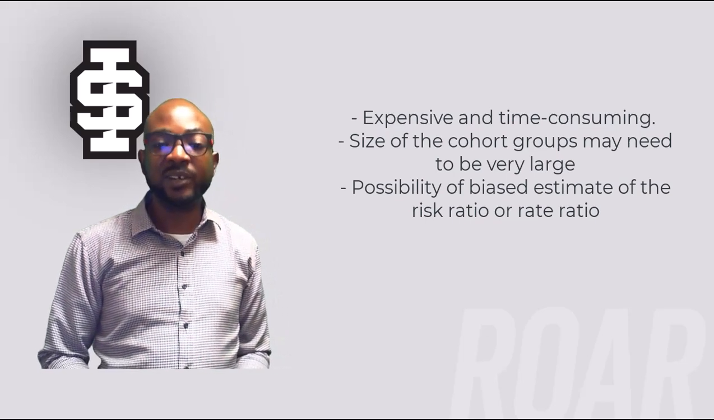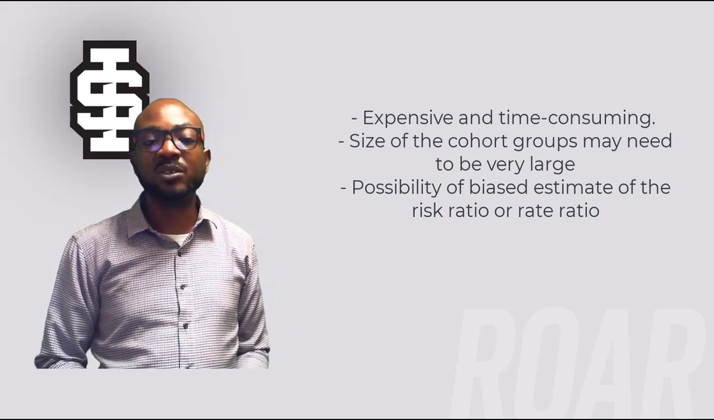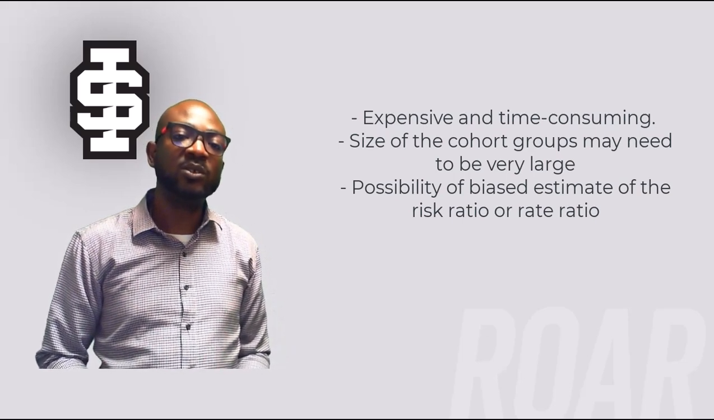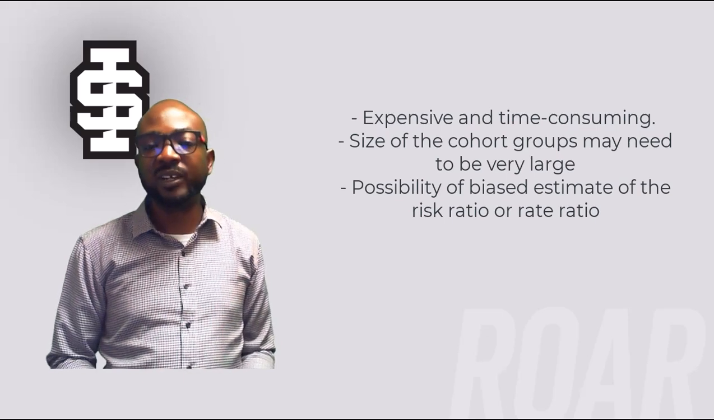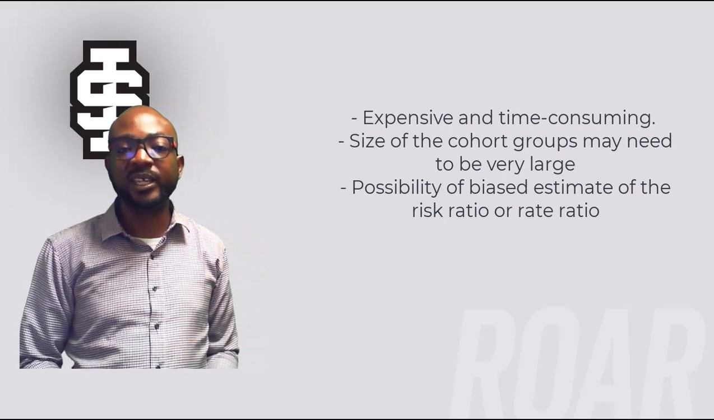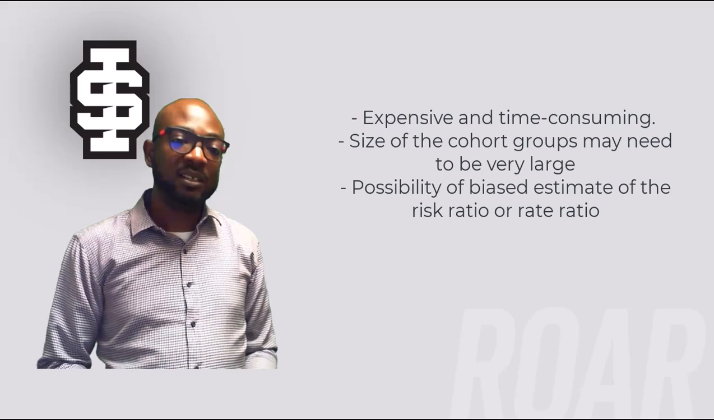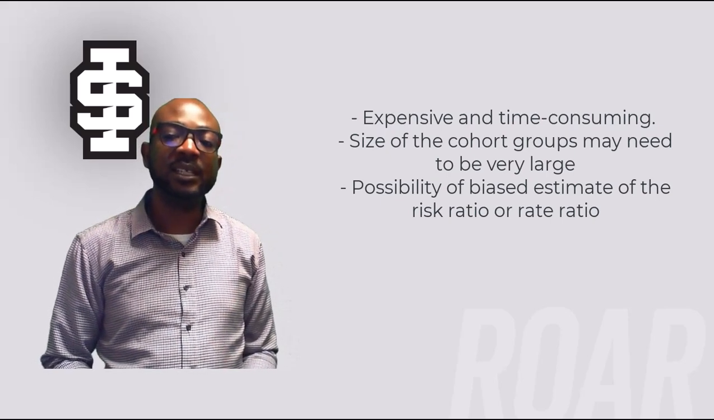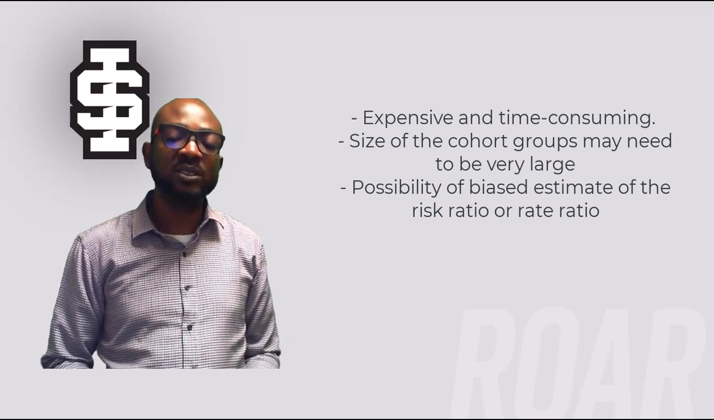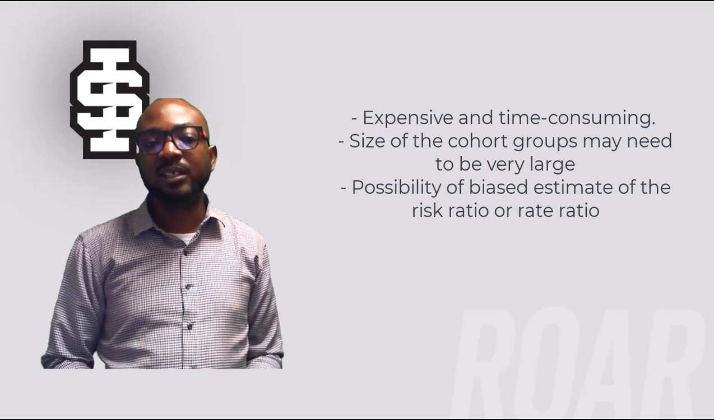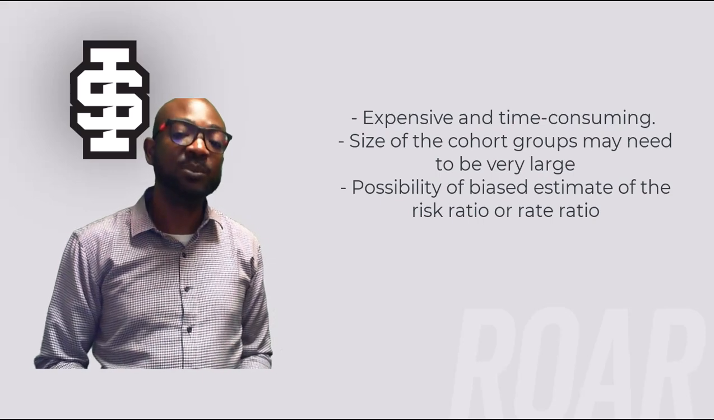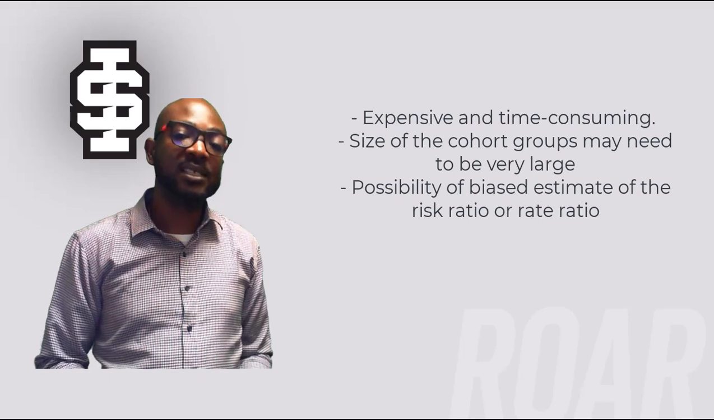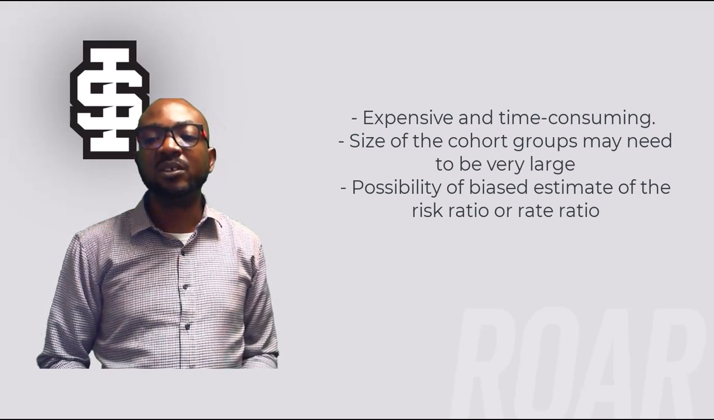If outcomes are very rare, then the size of the cohort groups will need to be very large to effectively detect a difference between study groups. Examples of rare outcomes include certain cancers such as acute leukemia or kidney cancer. Losses to follow-up occur when we cannot determine the outcome for some members of the cohort during the entire course of follow-up. If losses are greater in the exposed versus the unexposed group, or vice versa, we may obtain a biased estimate of the risk ratio or rate ratio.